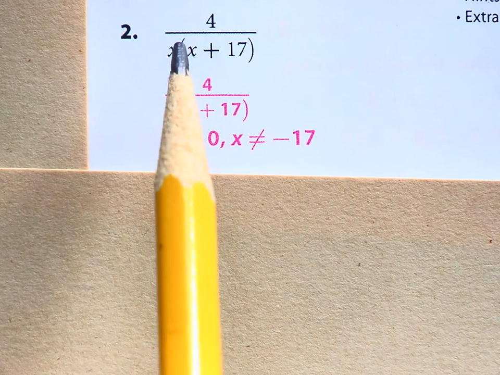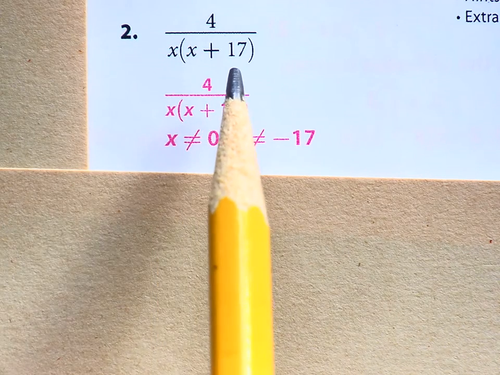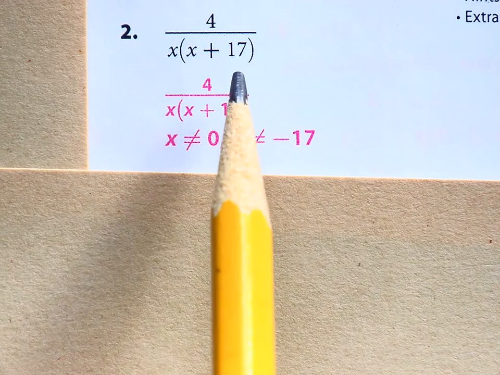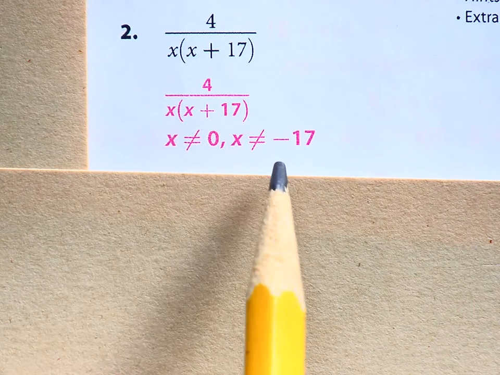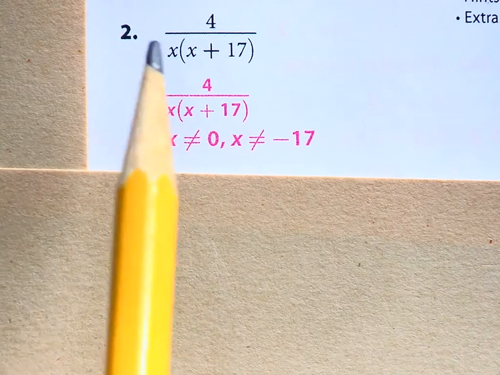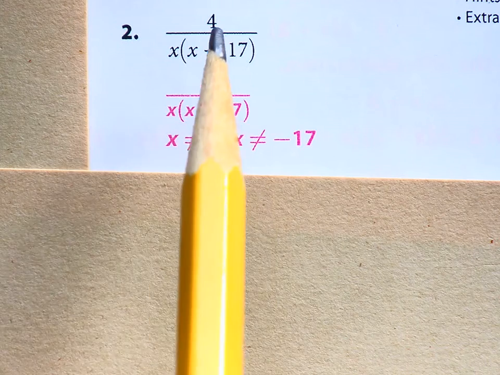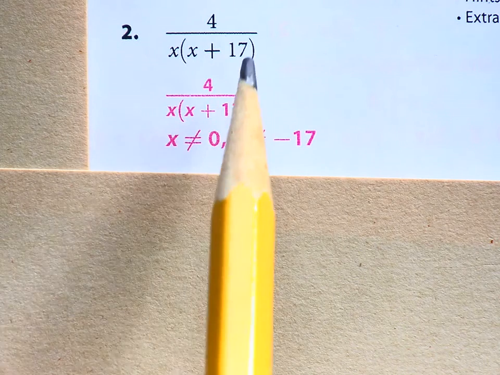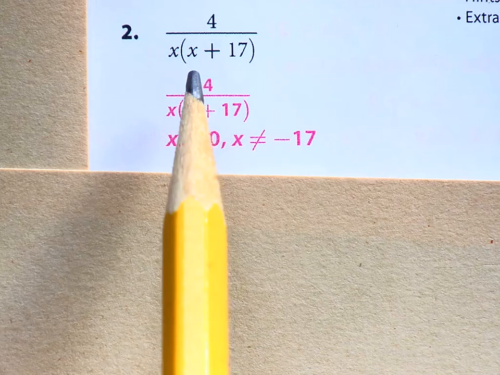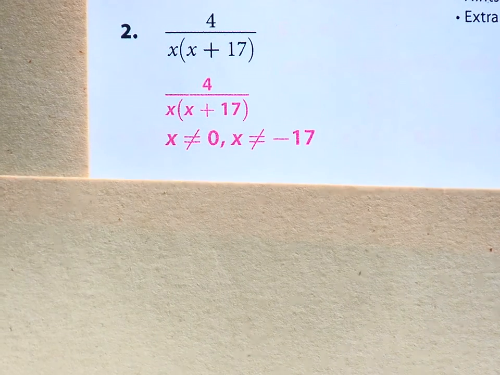The other way that we'd do it is we'd take x plus 17, set it equal to 0, and solve. And so x can't equal negative 17 either, as negative 17 plus 17 would give me a 0, and anything divided by 0 is undefined. So those are the excluded values for 2.